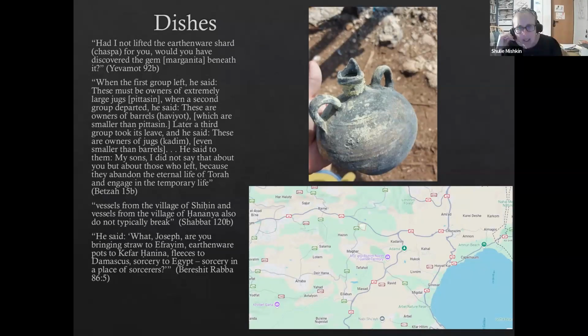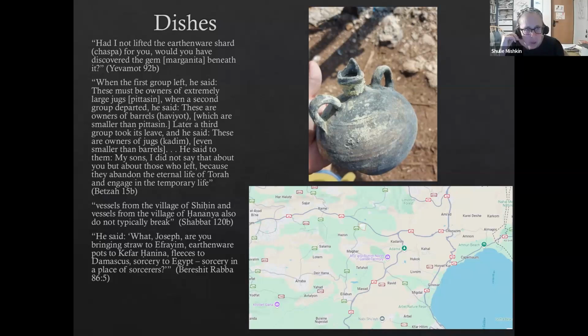Pottery is cheap, it's basic, it's easy. Everybody, even the poorest person, has pottery dishes, okay? And it's the most basic kind of item. So you have a few times in the Gemara this phrase, right? Take a look here on Yibamot.